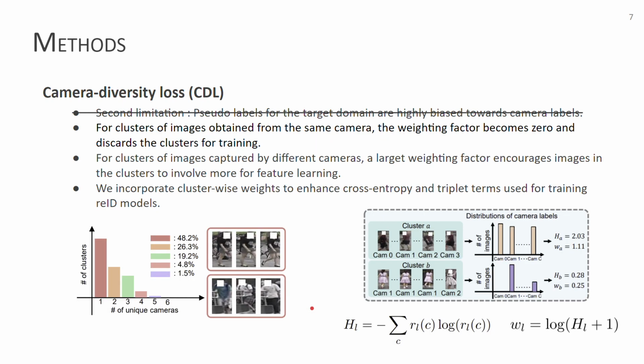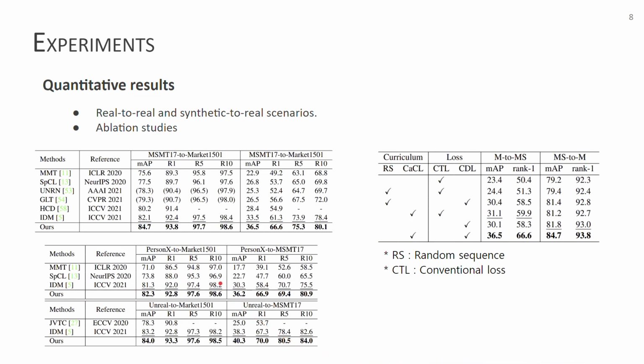To overcome the second limitation, we leverage a camera diversity loss. For clusters of images obtained from the same camera, the weighting factor becomes 0 and discards the clusters for training. For clusters of images captured by different cameras, we assign a large weight and allow them to involve more for feature learning. We incorporate cluster-wise weights to enhance cross-entropy and triplet terms used for training re-ID models.